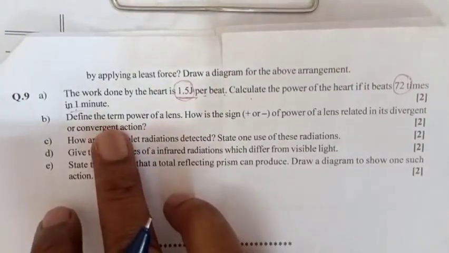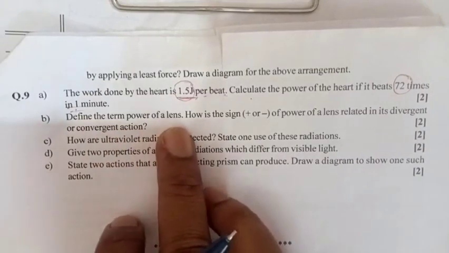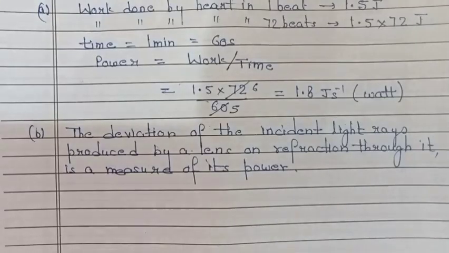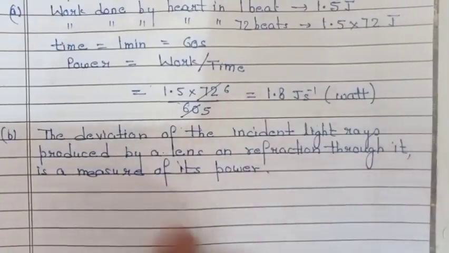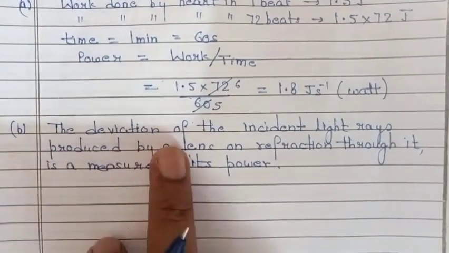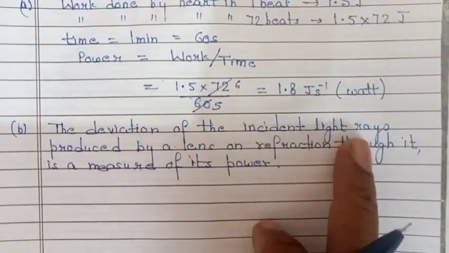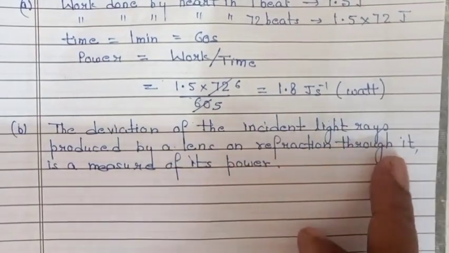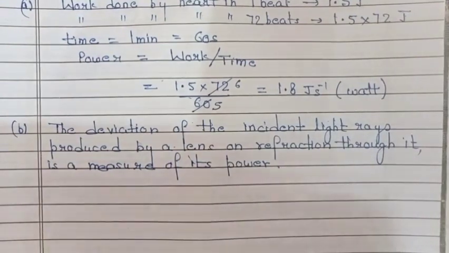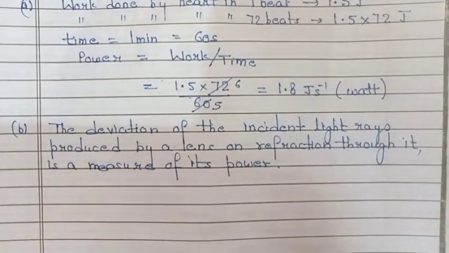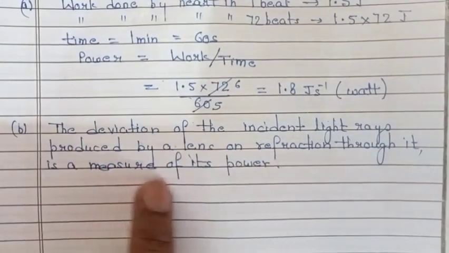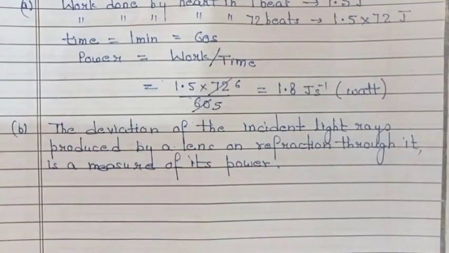Next part says you have to define the term power of a lens. Okay, let's see how we will define it. We can define the power of the lens like this. It is the deviation of the incident light rays produced by a lens on refraction through it. Now when a ray of light is incident on the lens, it gets refracted. So the deviation produced will be the measure of its power. This is the definition for the power of a lens.